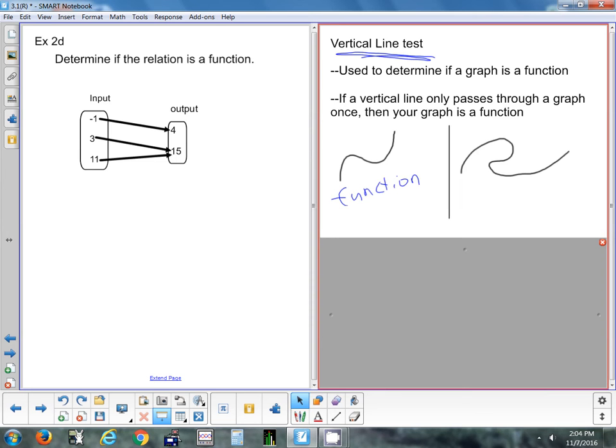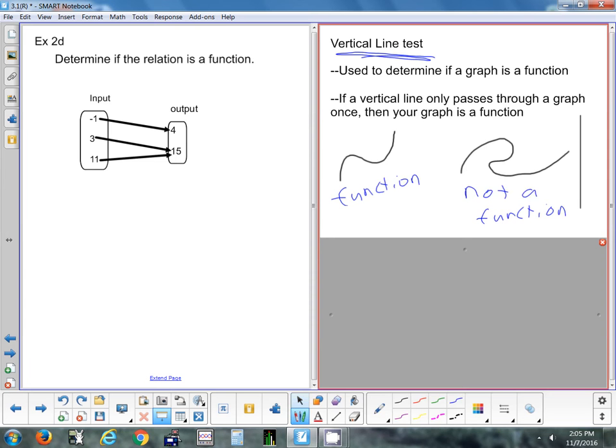Okay, how about this one? If I put a vertical line there, how many times does it hit it? Once, there. How about there? 4 times. Yeah, now it's hitting a bunch of times. If a vertical line hits more than once, it's not a function. Anywhere. Even though it only hits once kind of on the end, it hits more than once in the middle. So this is not a function.